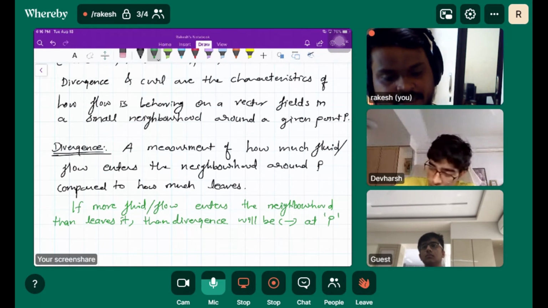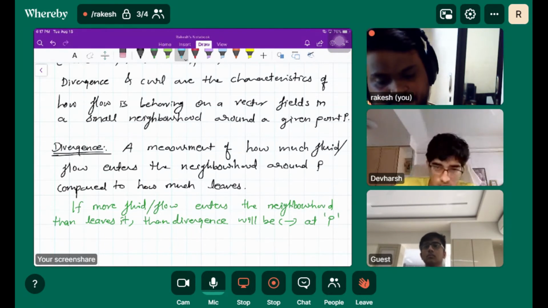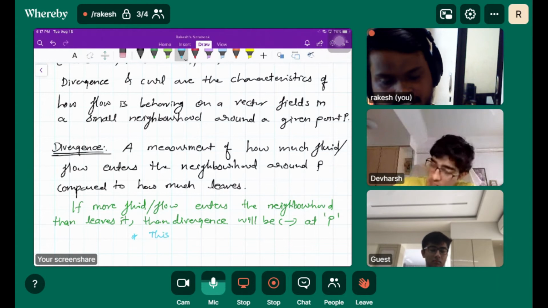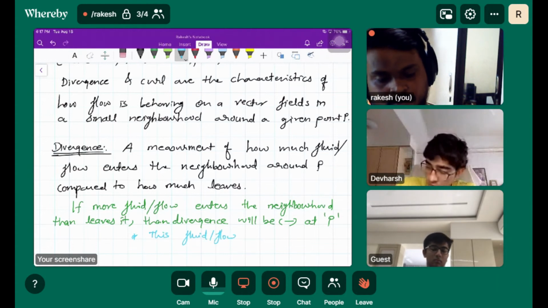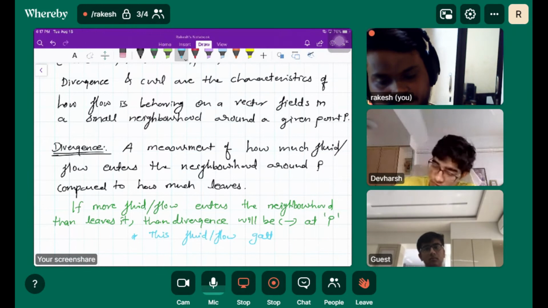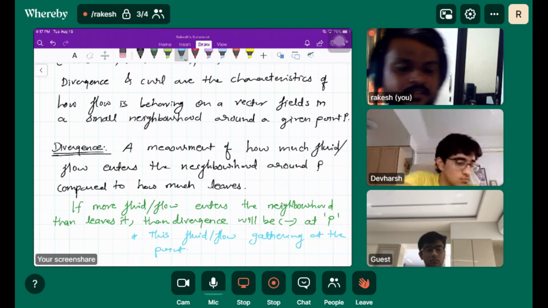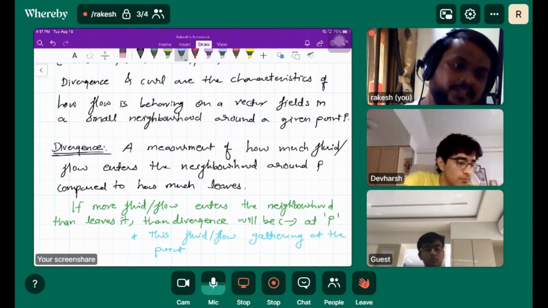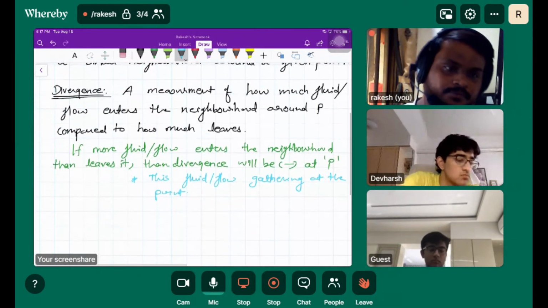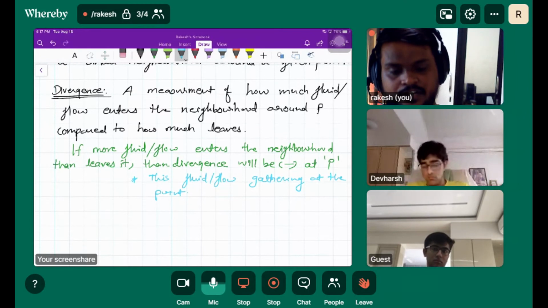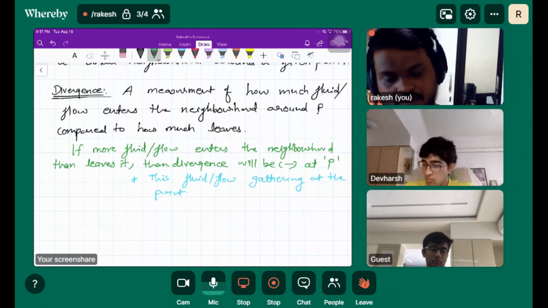So we can summarize this as: you can think of this as fluid or flow gathering at the point, right? Gathering at the point. That is called negative divergence.